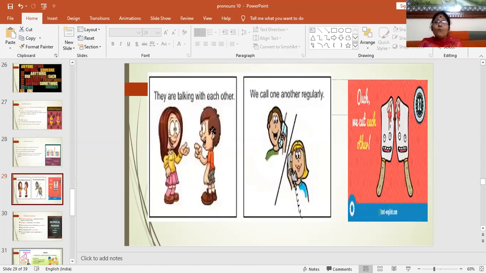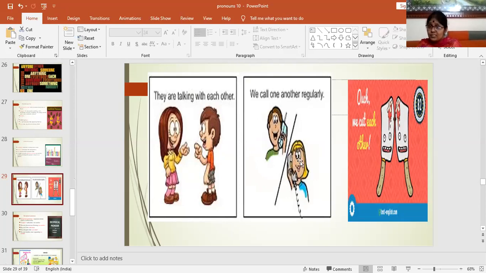Now, what do you see in this picture? They are talking with each other. Now, this boy is talking to her. Is she also talking to him? Yes. So, what is happening? The action is reciprocal, right? They both are talking to each other. We call one another regularly.